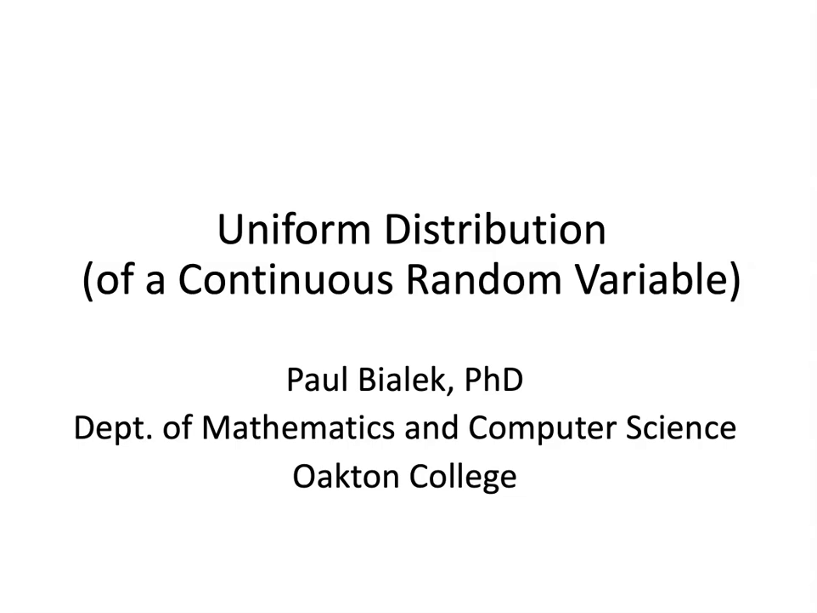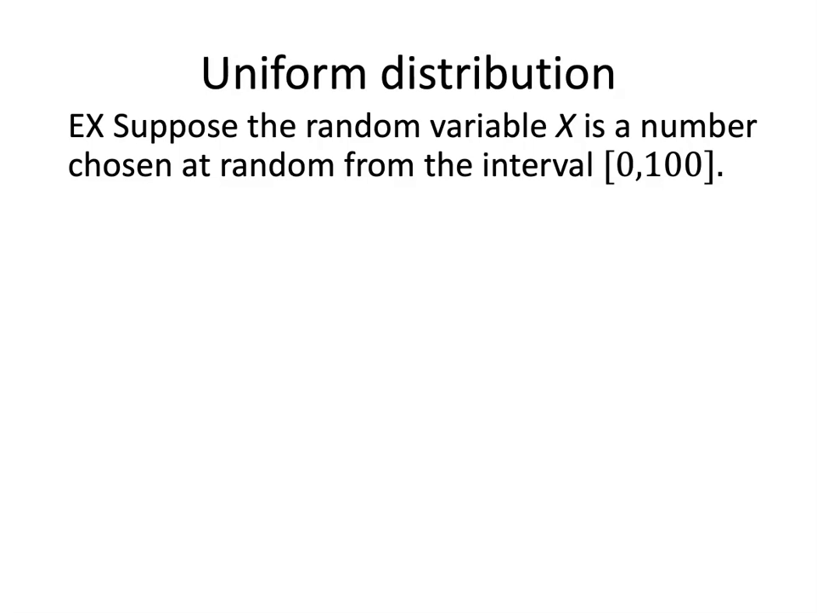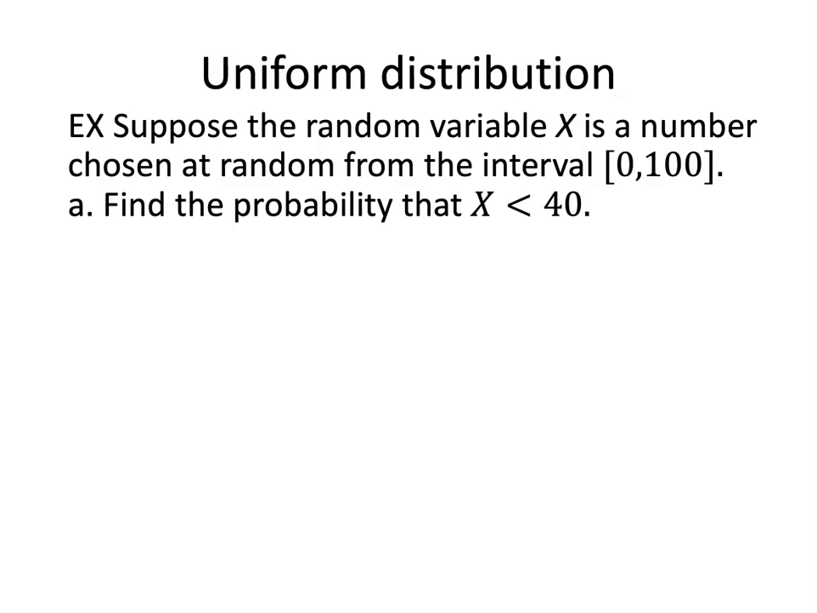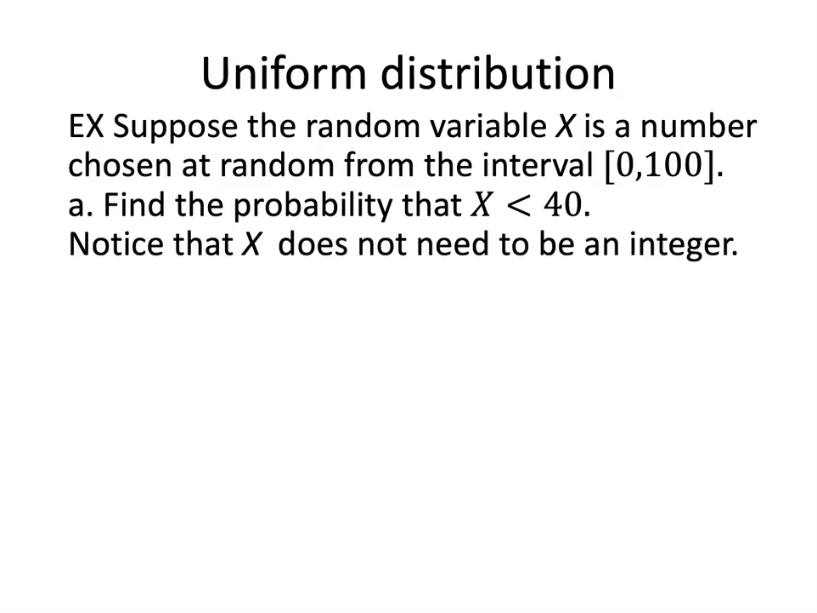Let's look at the uniform distribution of a continuous random variable. Suppose the random variable x is a number chosen at random from the interval 0 to 100. Find the probability that x is less than 40. Notice that x does not need to be an integer, so it doesn't need to be 0, 1, 2, 3, 4. It could be pi, square root 2, 12 sevenths. Could be any of those.